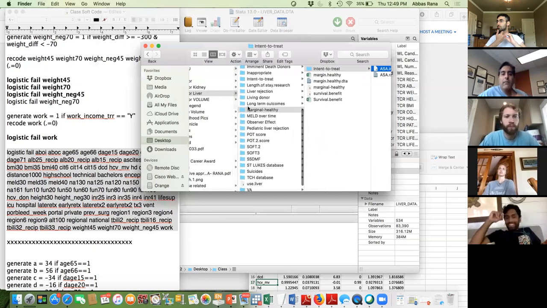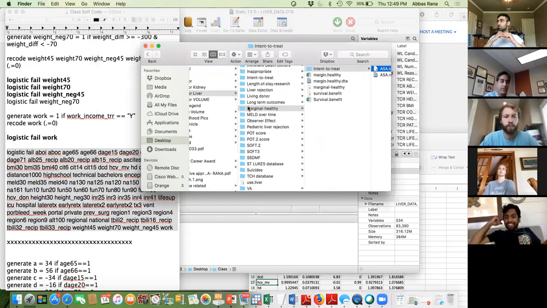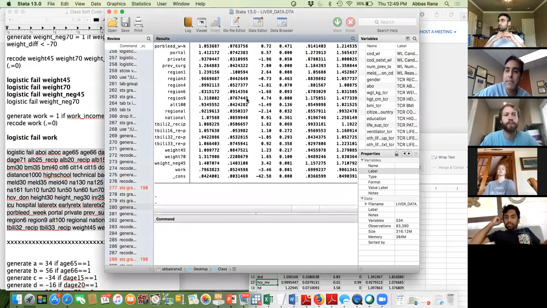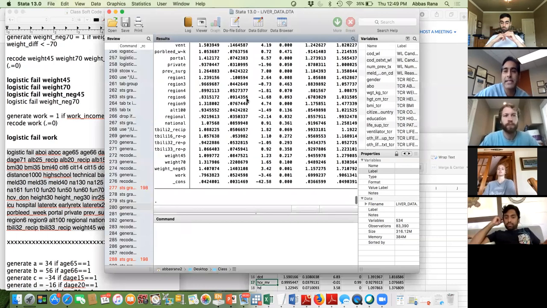Okay, anyhow, I'm going to prepare for the next lecture with multiple imputation and backward stepwise. So we'll do backward stepwise and multiple imputation. I'll go over that in the next lecture.